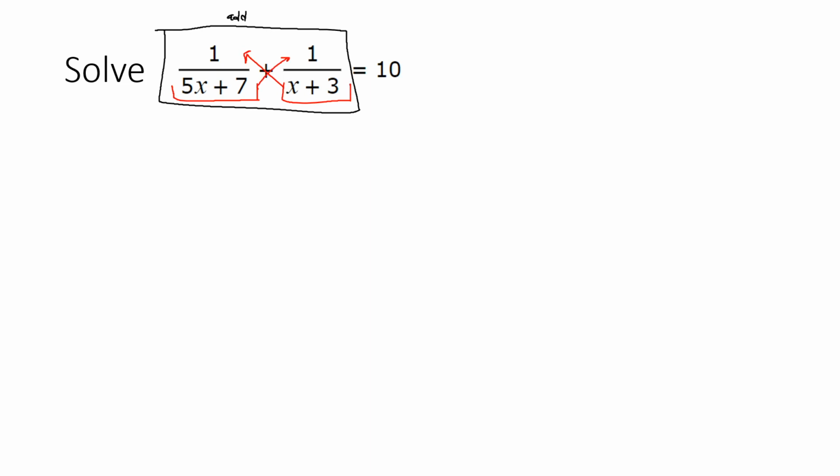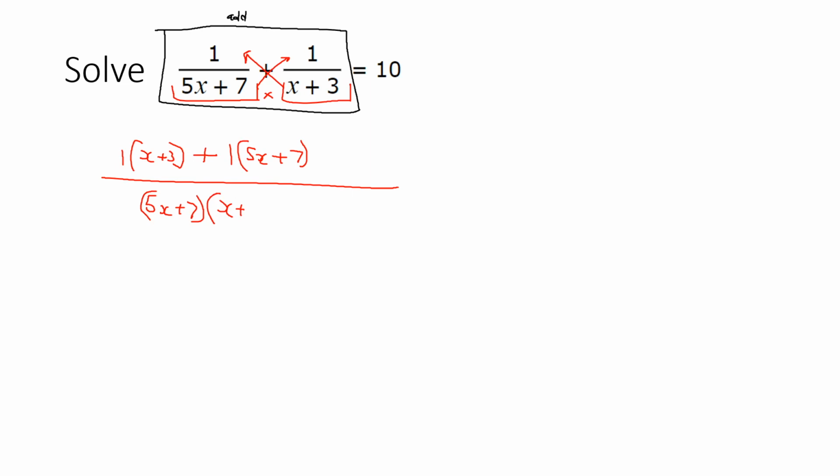So what we do is we can say that 1 times x plus 3 plus 1 times 5x plus 7, all divided by, then we multiply these two together, so we get 5x plus 7 times x plus 3 is all equal to 10.